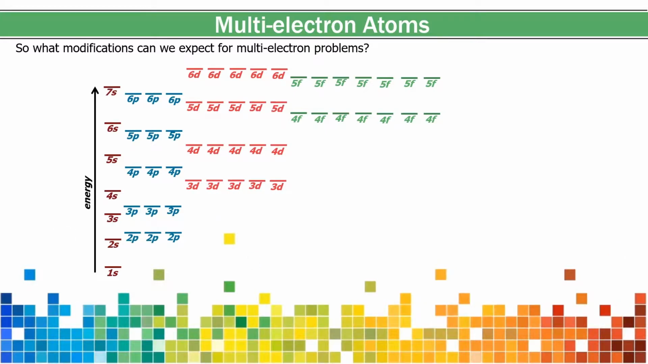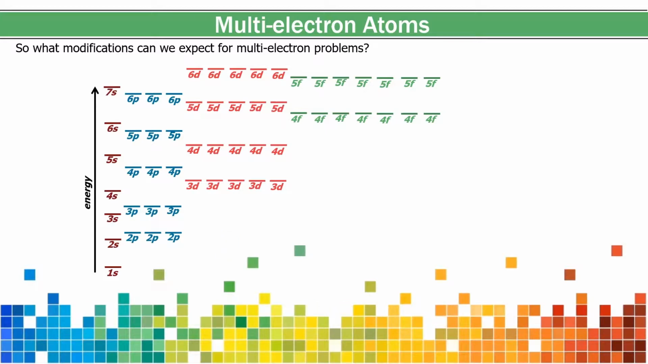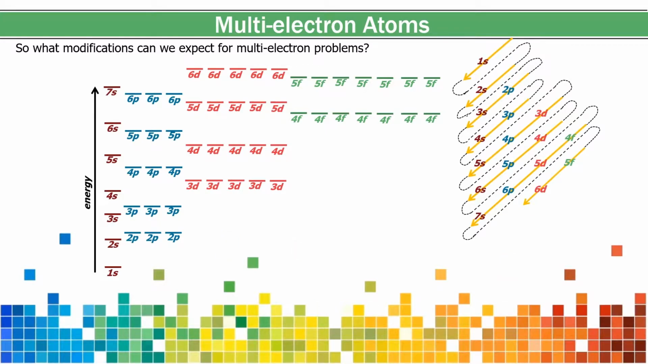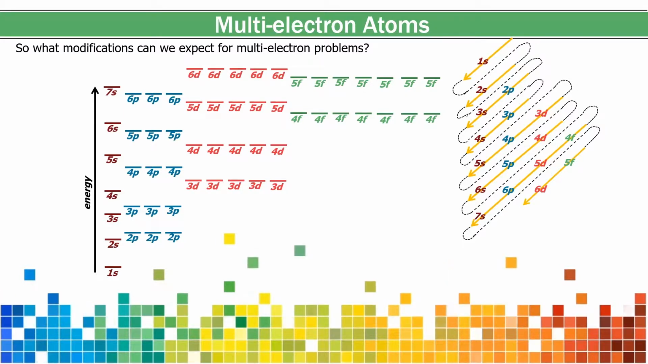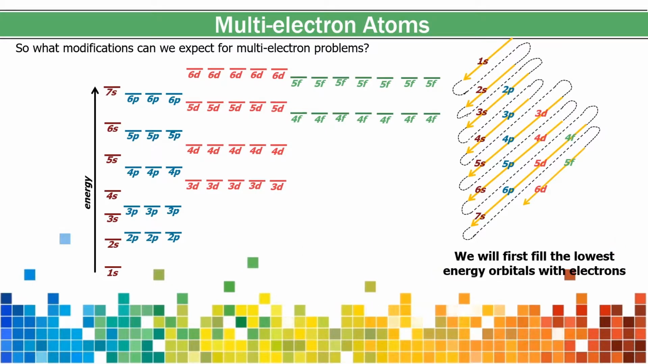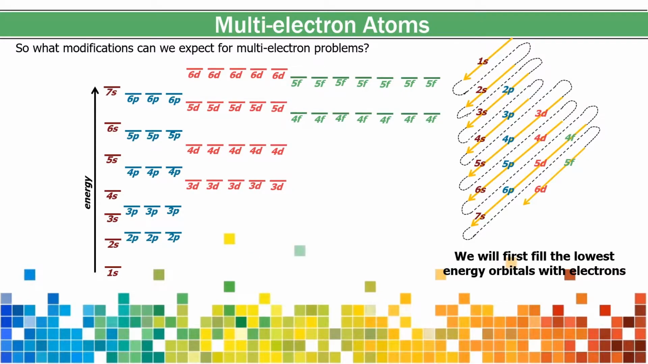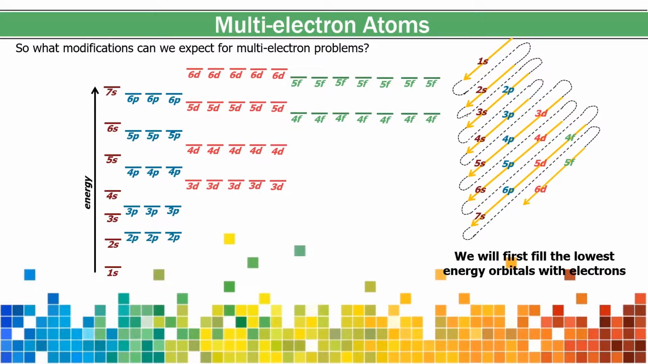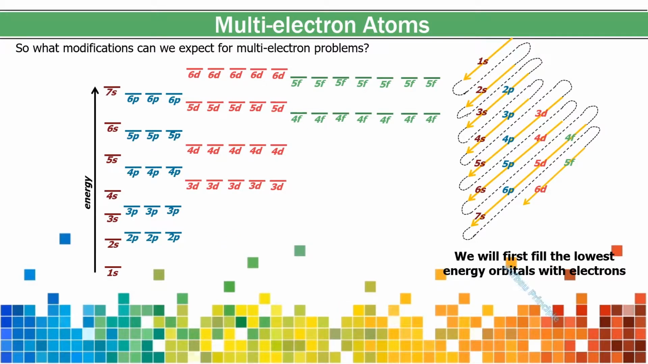Now, a cool way to remember this ordering of the energy levels is demonstrated in the following diagram. If you follow the arrows, you see that the ordering matches the arrangement of the energy levels in the other diagram. Now, when filling the orbitals with electrons, we fill the orbitals with the electrons starting from the lowest energy orbitals to the highest in order of increasing energy. This is called the Aufbau Principle.